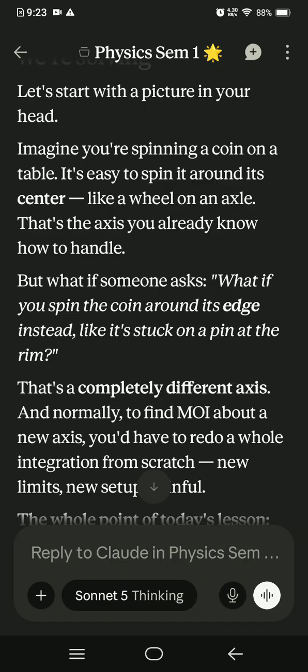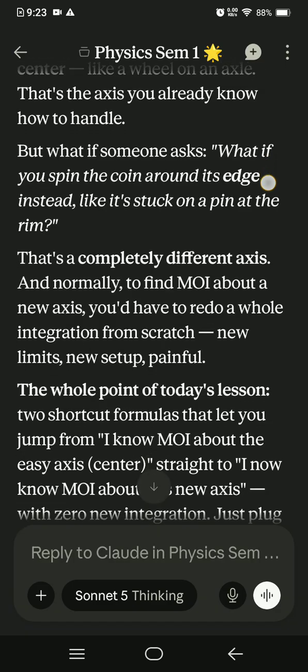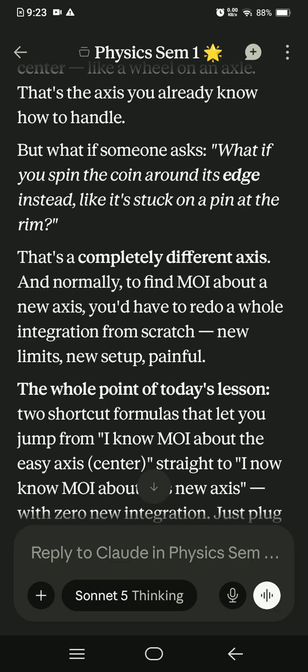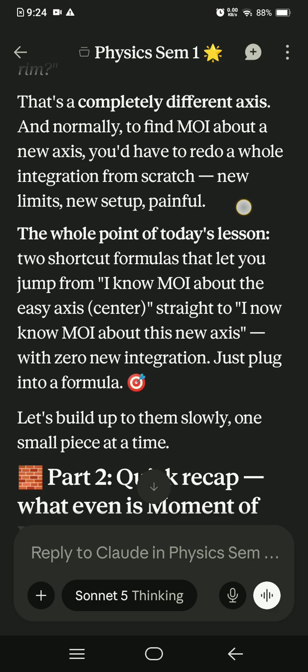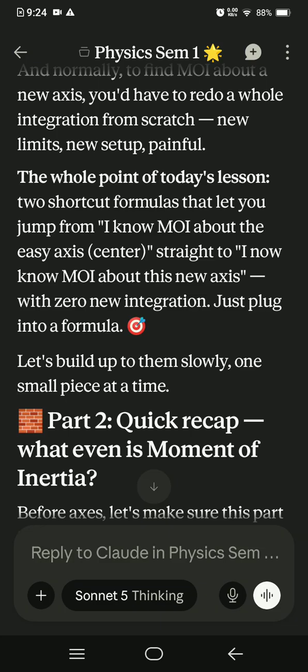pin at the rim? That's a completely different axis, and normally to find MOI about a new axis, you'd have to redo a whole integration from scratch. New limits, new setup, same pain. The whole point of today's lesson is two shortcut formulas that let you jump from I know MOI about the easy axis, the center, straight to I know MOI about this new axis, with zero new integration. Just plug into a formula. Let's build up to them slowly.